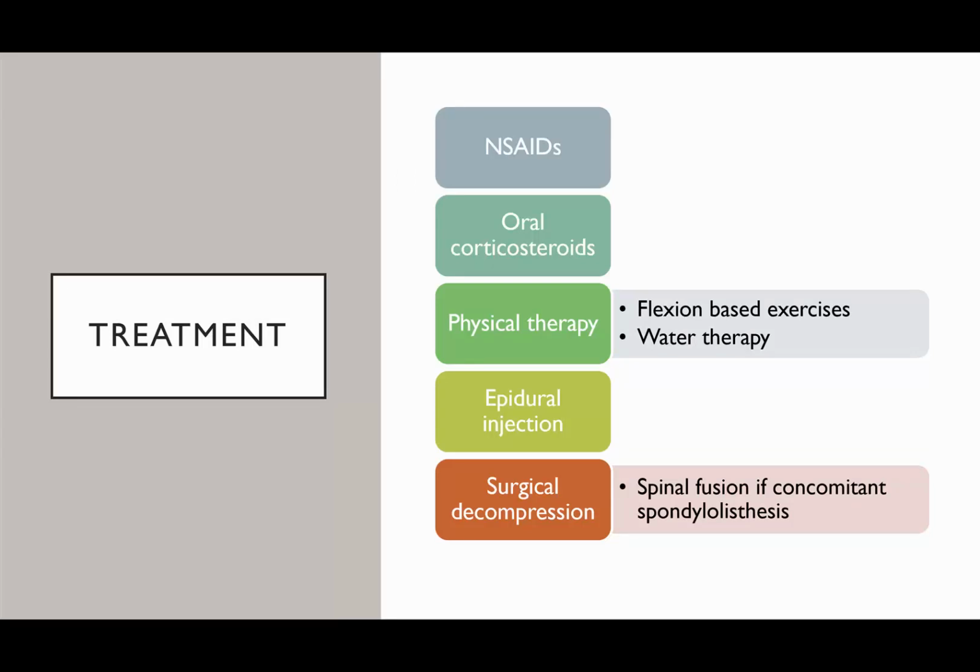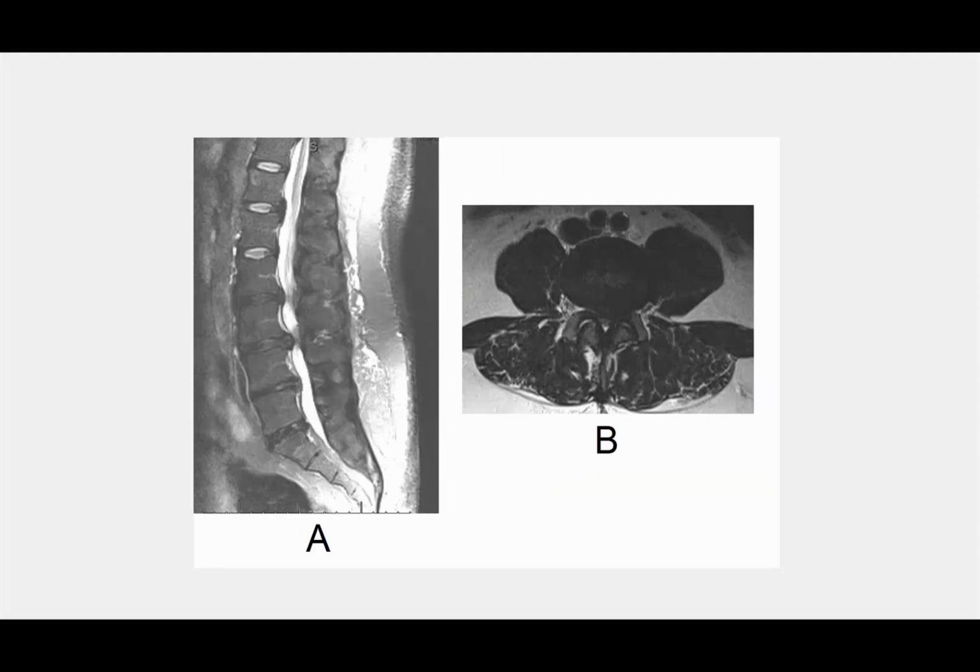Treatment: NSAIDs, oral corticosteroids in some cases, physical therapy, especially flexion-based exercises, water therapy, epidural injections, and if necessary, surgical decompression. Sometimes a spinal fusion, if you also have spondylolisthesis, to make sure you don't have instability after you decompress them.